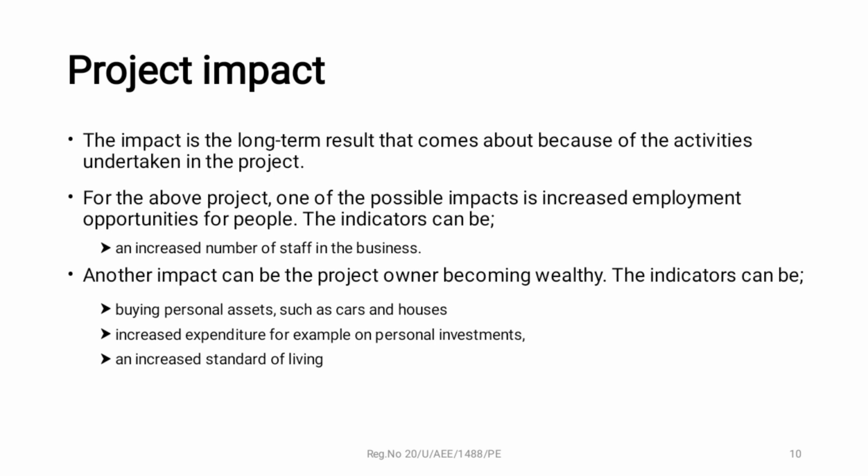So another example of a project impact can be the project owner becoming healthier due to the increased profits made. The indicators that show the project owner became healthier: one of them is buying personal assets, for example, cars, houses, land, and other luxuries. Another one is increased expenditure, for example, personal investments, depending on the desire of the project owner. Another indicator is an increased standard of living. For example, a person who had no cars but is now getting more, 3 to 5 cars.